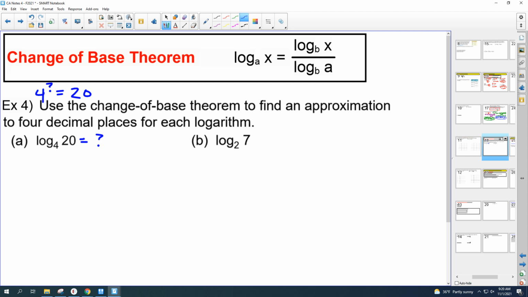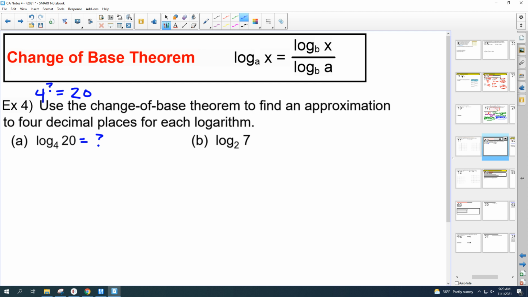Well, 4 to the second power is 16, and 4 to the third power is 64. My exponent is going to have to be in between 2 and 3. I can't get too much more accurate than that, but I know the answer is going to be bigger than 2 because 4 squared would be 16. It's a lot closer to 16 than it is to 64, so I think the answer is going to be closer to 2 than to 3.